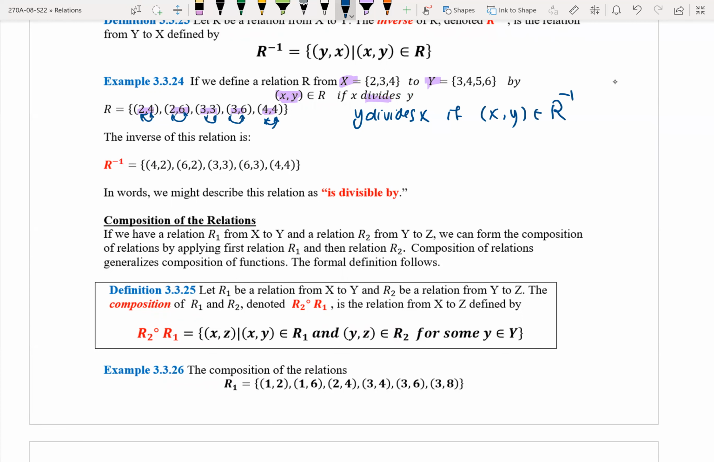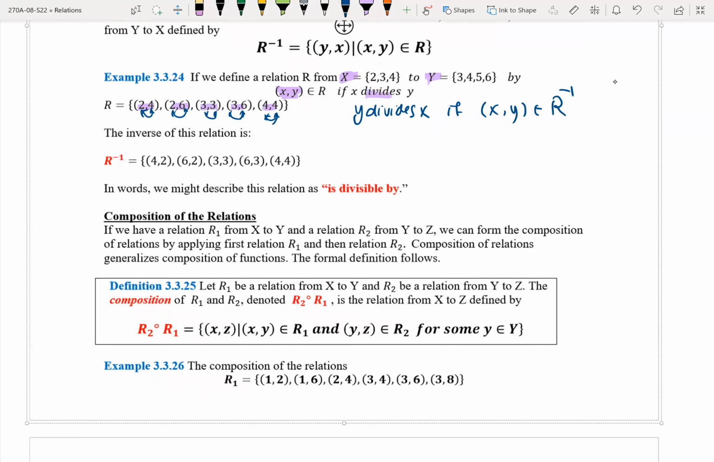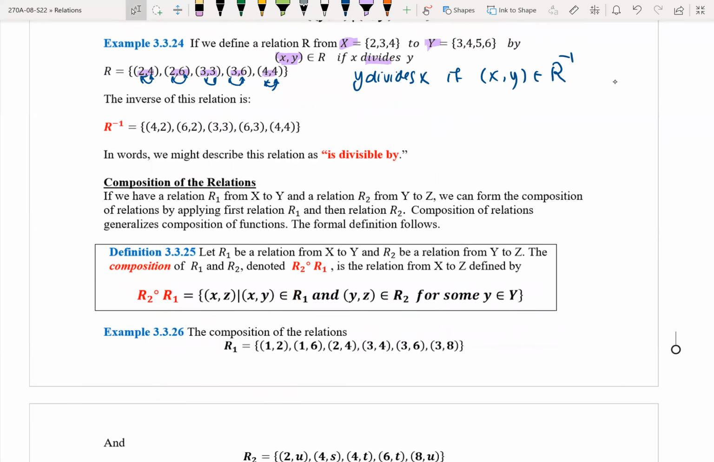Is in R inverse. Make sense? One more relation. Is it okay now? Reverse. Make sense?